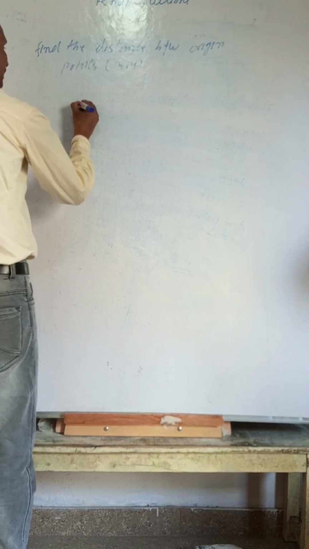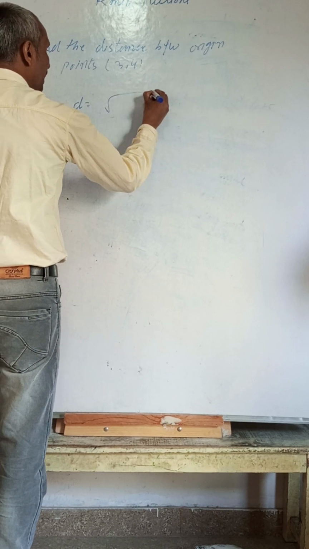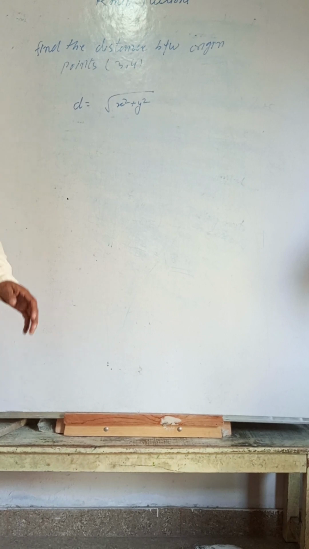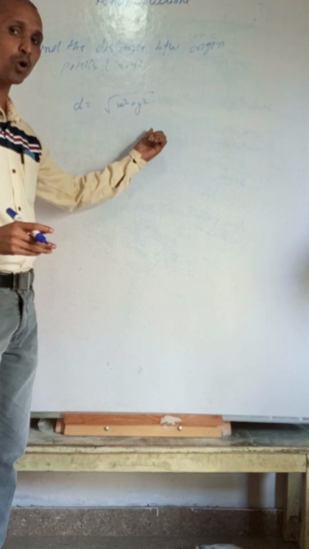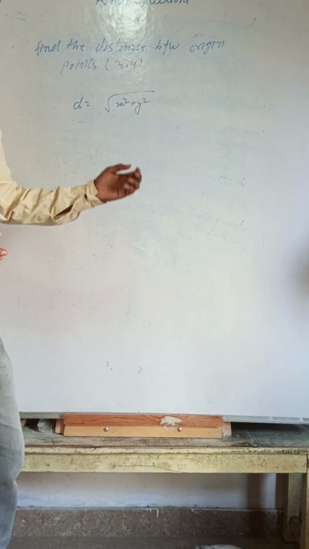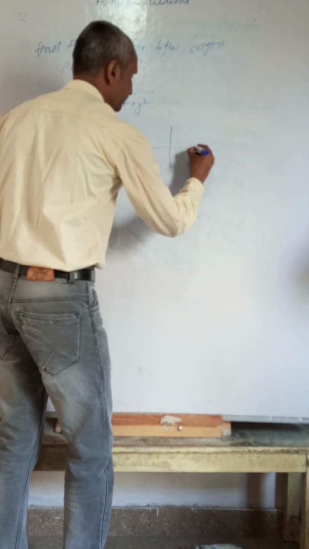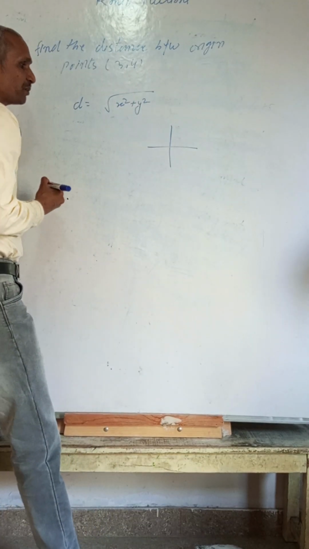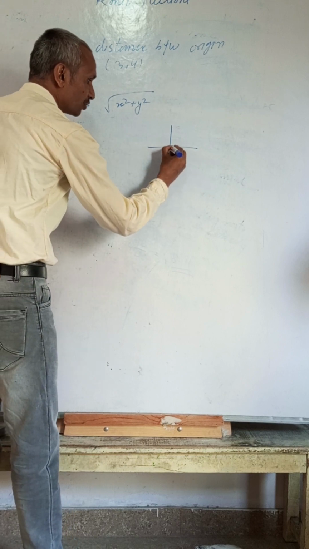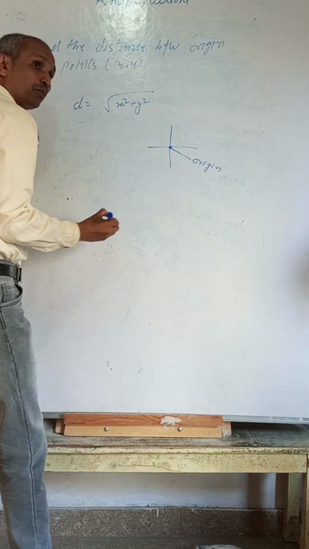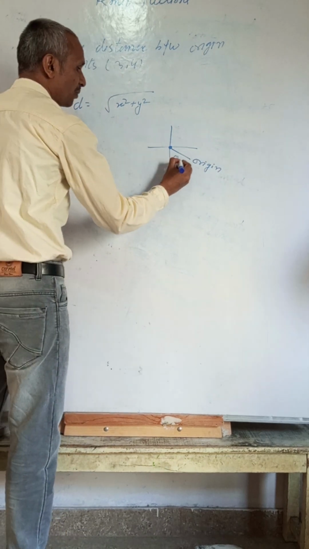That is always given: D is equal to root of x square plus y square. If it is from the origin, origin means the line which starts from (0, 0). Suppose it is a graph, the Cartesian plane; this point is called the origin, which means the coordinates are 0 comma 0.